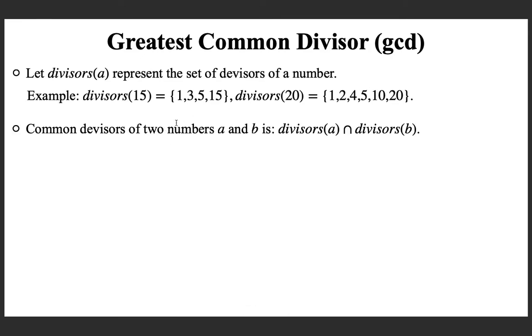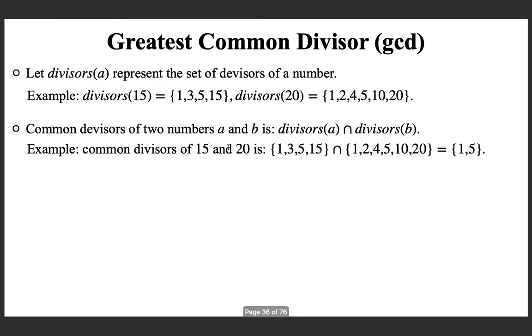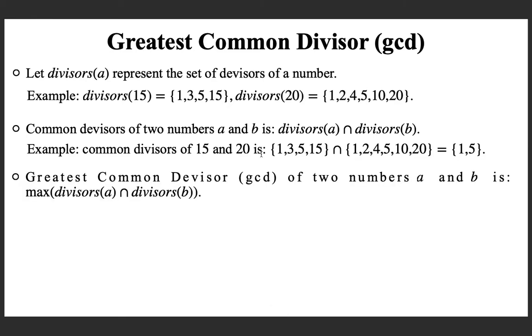Then the common divisors of two numbers A and B is the intersection of their divisor sets. Example, for 15 and 20, the common divisors is this intersection, which is 1 and 5. And the greatest common divisor of any two numbers A and B is the maximum from the intersection. For example, GCD of 15 and 20 is the maximum of the intersection, which is 1 and 5; the maximum is 5, which is the greatest common divisor.